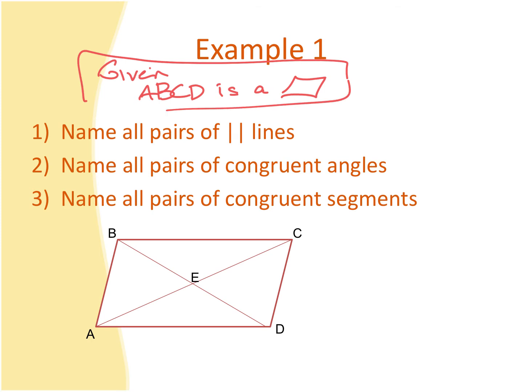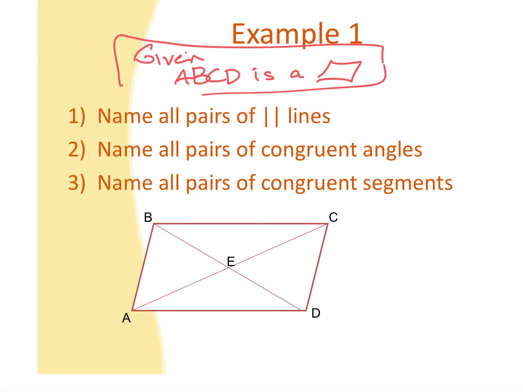Now, we just learned by definition that a parallelogram has two pairs of parallel sides. So I know that side BC is parallel to AD, and I'm going to go ahead and state that. BC parallel to AD. And then also the other pair, AB, is parallel to DC. And the order that you write the letters doesn't matter for segments. So those are your two pairs of parallel sides.